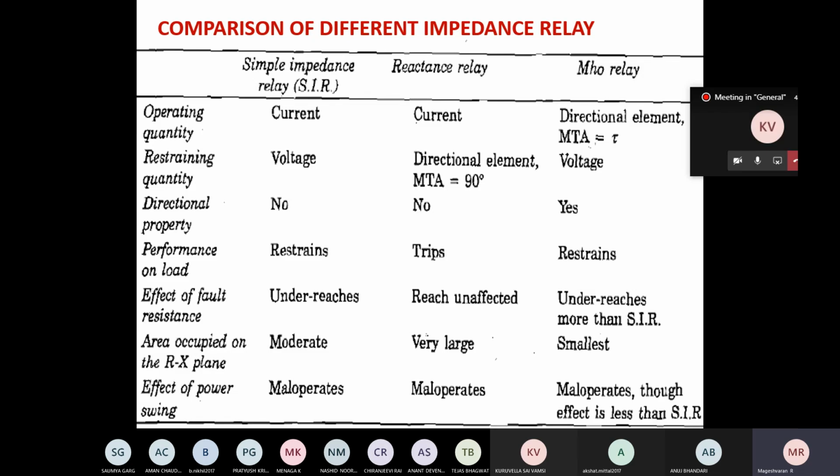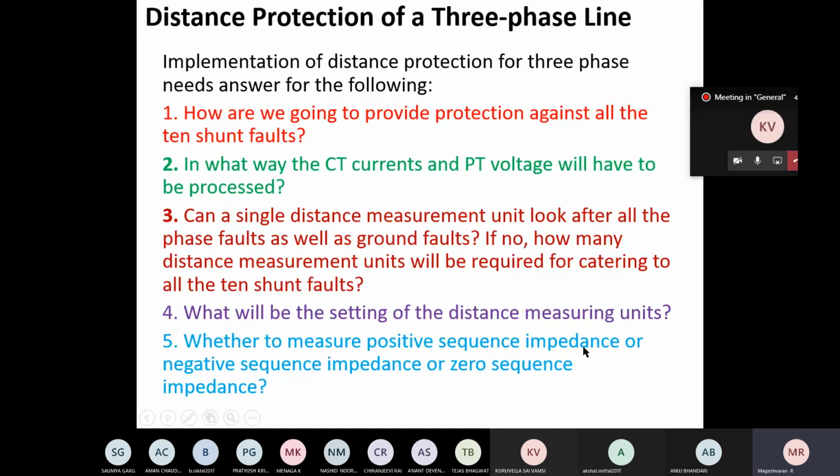Effect of fault resistance, which means arc resistance: both the simple impedance relay and the Mho relay under-reach, whereas for the reactance relay the reach is unaffected. And area occupied on the RX plane: moderate, smallest, very large. Since the Mho relay's area is smallest, its operation during power swing is less as compared to the simple impedance relay, whereas these two operate.